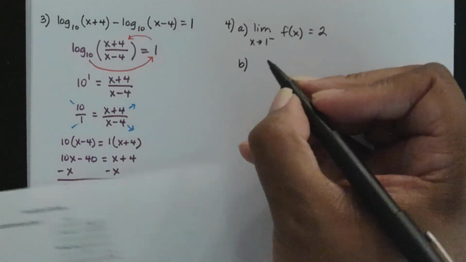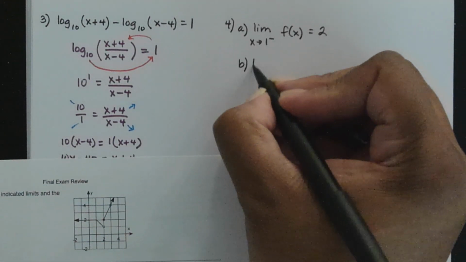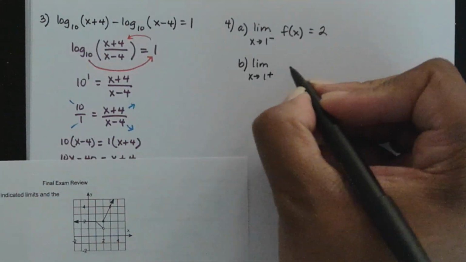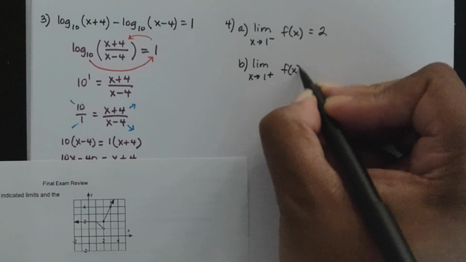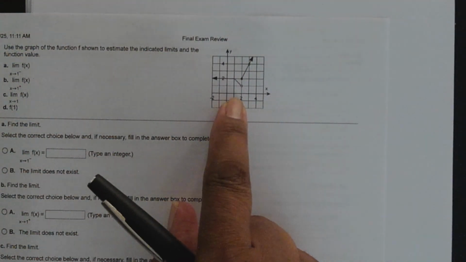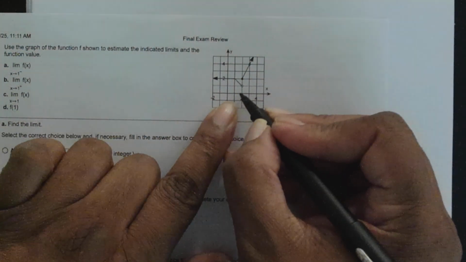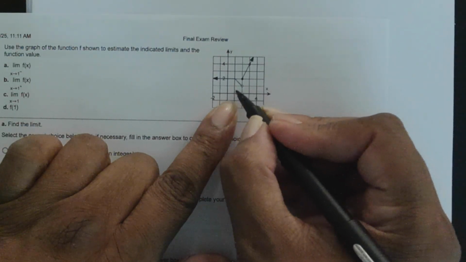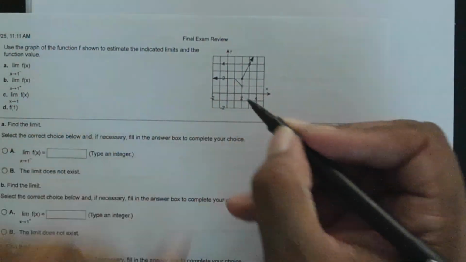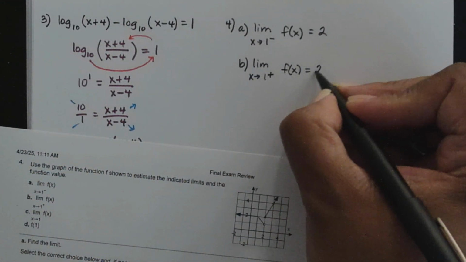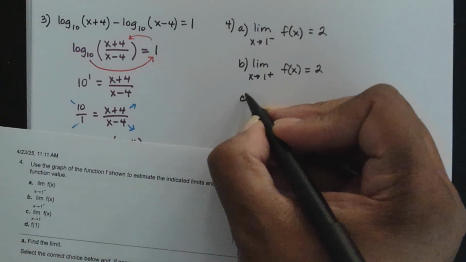Okay, that's part A. Part B asks for the limit as x approaches 1 from the right of f of x. So if we look at the right side of 1, which is here, what value for f of x will it get closer and closer to? 2. So the limit as x approaches 1 from the right of f of x will be 2.